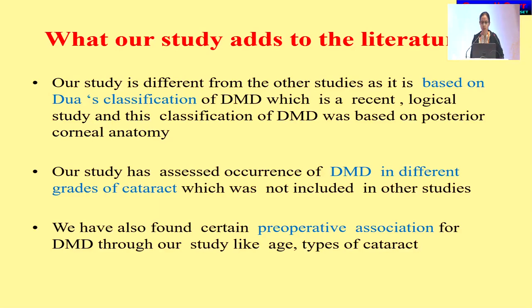What our study adds to the literature is that it is different from the other studies as it is based on Dua's classification, which is a recent one and is based on posterior corneal anatomy. Our study has assessed occurrence of DMD in different grades of cataract, which was not included in other studies. We have also found certain preoperative associations for DMD through our study, like age and type of cataract. Thank you.